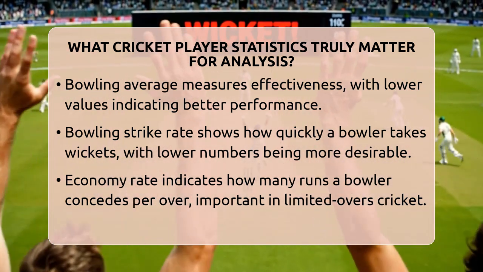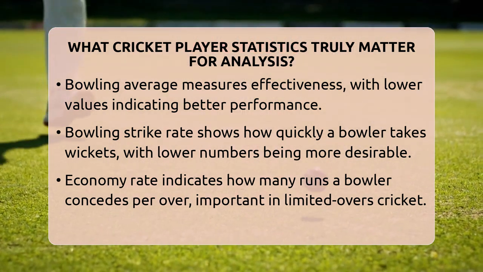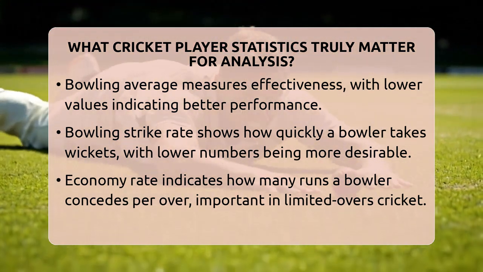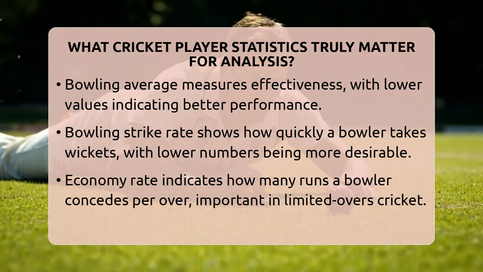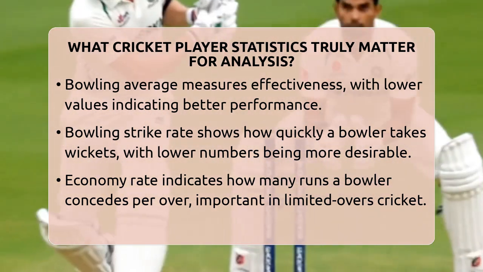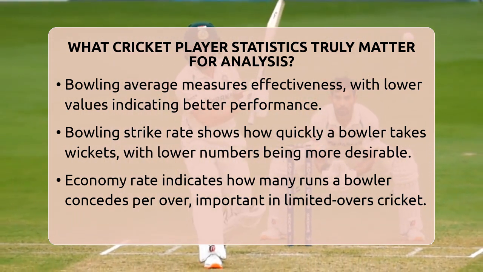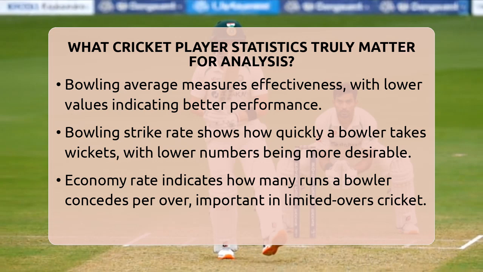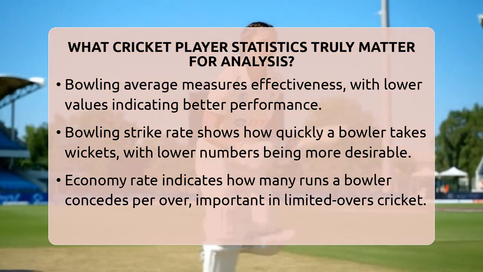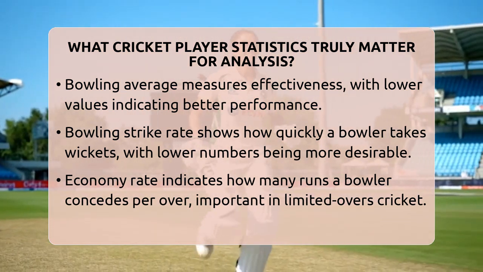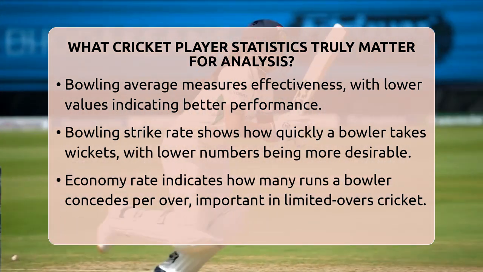For bowlers, the most important stat is the bowling average. This is calculated by dividing runs conceded by wickets taken. A lower bowling average means the bowler is more effective at dismissing batsmen without giving away many runs. The strike rate for bowlers shows how many balls they need to take a wicket. A lower strike rate indicates a bowler can take wickets quickly, which is very valuable in tight situations.